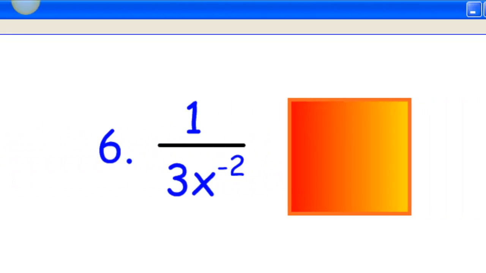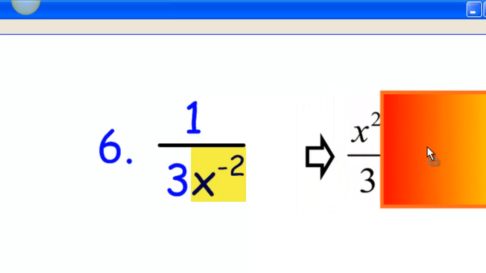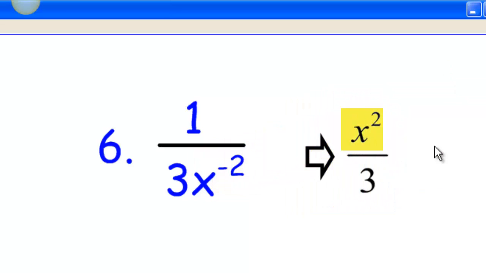In problem 6, the reason I'm presenting this example is the negative 2 is only on the base of x. It is not on the 3. So it doesn't mean that everything in the denominator moves up. The 1/3 stays the same. 1 is to the first power, 3 is to the first power, but x to the negative 2 can reciprocate to the numerator as a positive power.